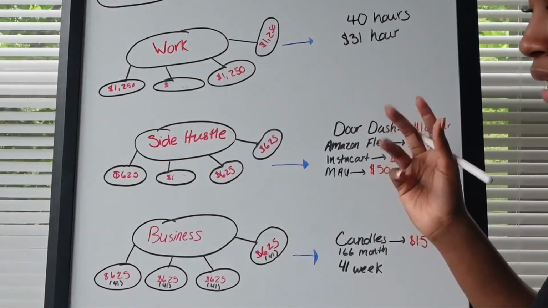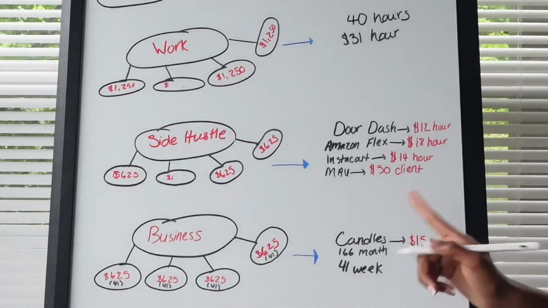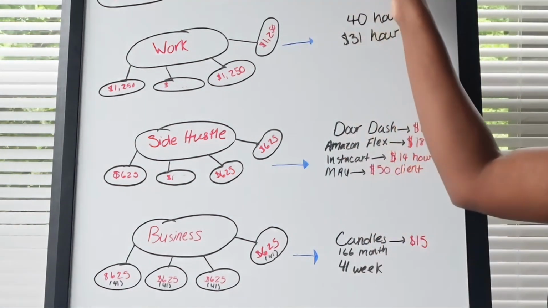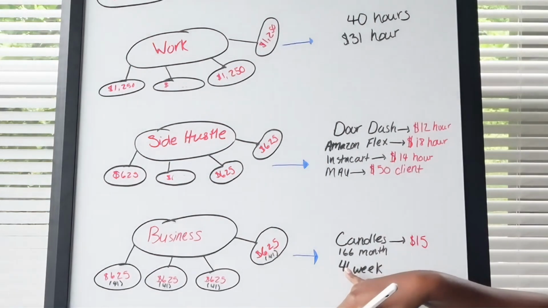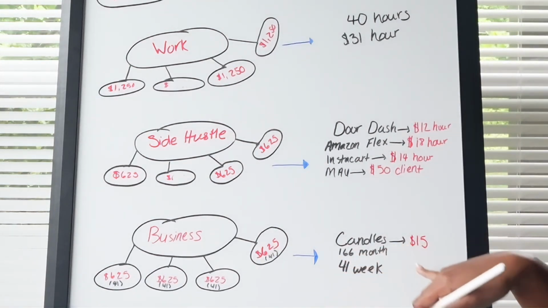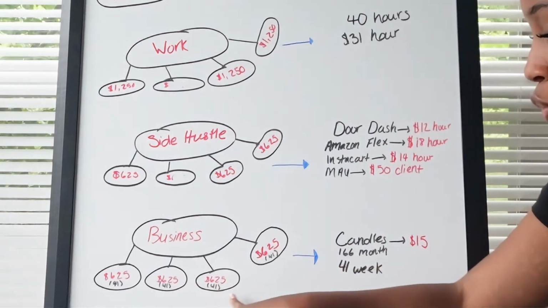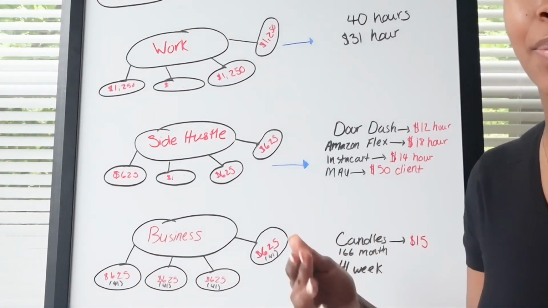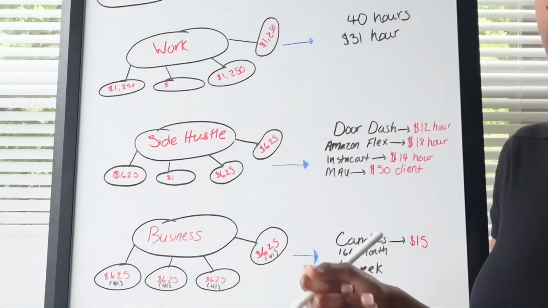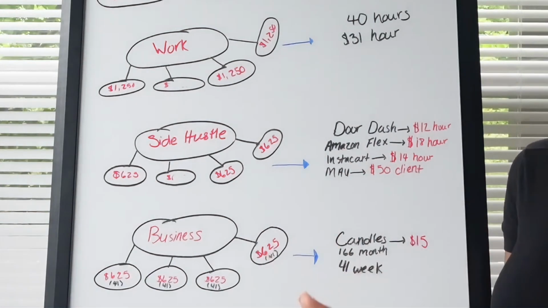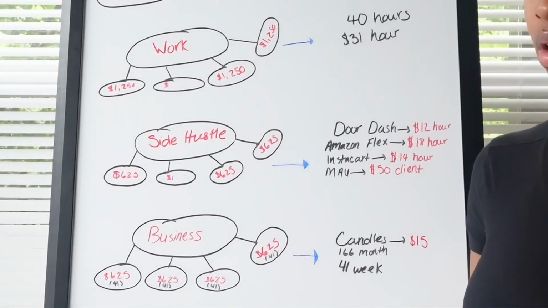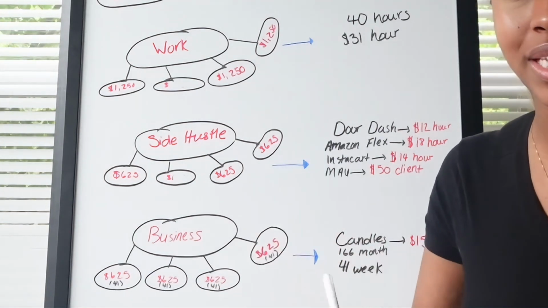The same thing here with your business. Let's say hypothetically you have a candle business, right? You sell candles for $15 each. That means to make $2,500, you need to sell 166 candles a month, which is 41 candles a week, right? That's another great thing to do, because what messes up a lot of people when they have businesses, they say, oh, I want to make $10,000 a month. I want to make so-and-so amount a month. How much is that a week?